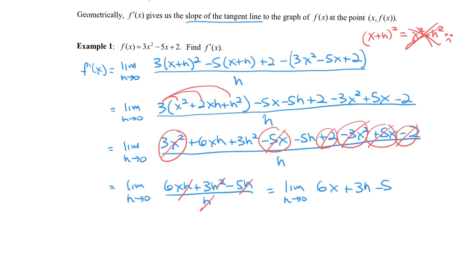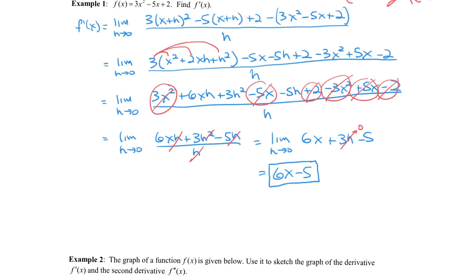Now we can take the limit. This h will go to 0 and send that whole term to 0. So we've taken the limit and we get 6x minus 5. So f prime of x is 6x minus 5. So remember how we can interpret this derivative geometrically as this is the formula for the slope of the tangent line to this curve at any point x. We just have to plug it in.